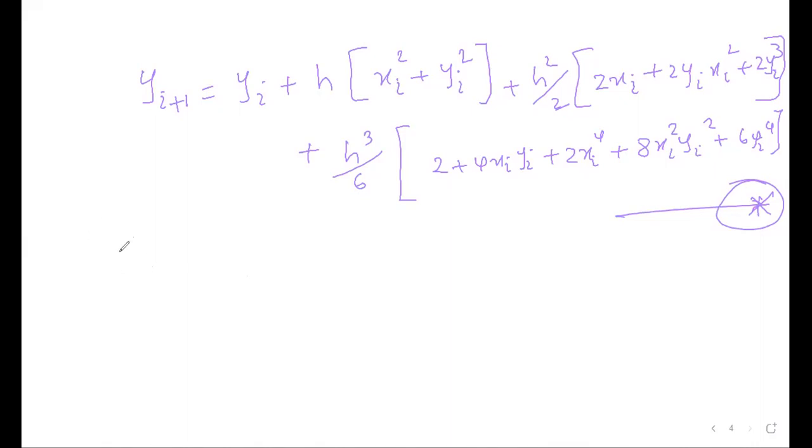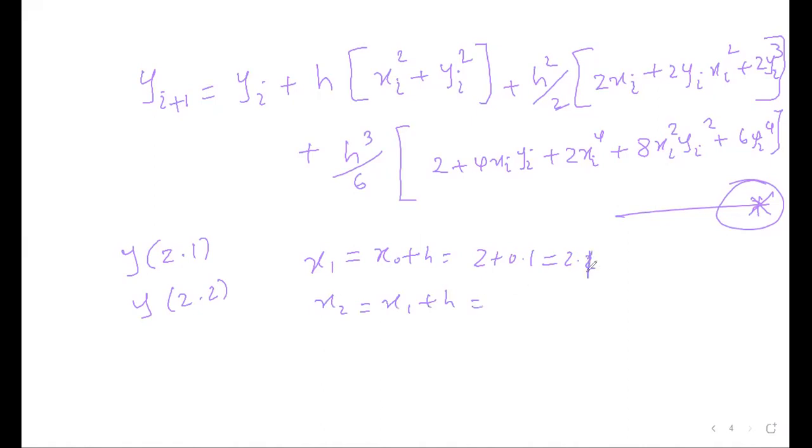Since they are asking the question to find out y of 2.1 as well as y of 2.2, what is 2.1? It's x1, which means x naught plus h, 2 plus 0.1. Similarly, x2 will be x1 plus h, that means 2.1 plus 0.1. This will give you 2.2. So your task is to find y of 2.1 and y of 2.2.